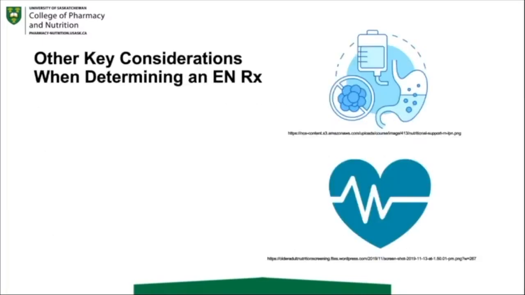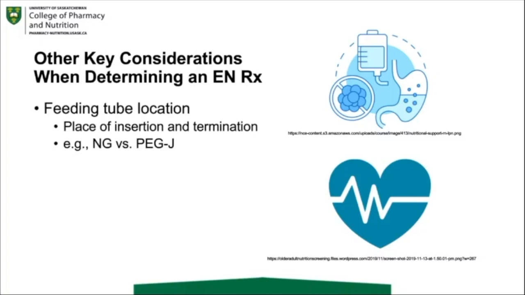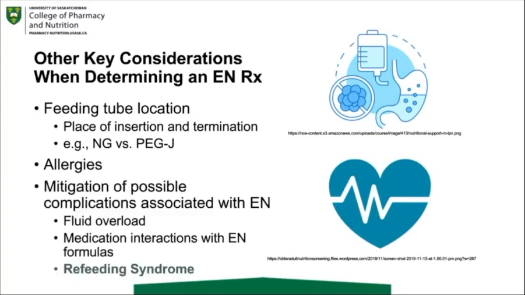There are other important factors we consider when determining the patient's EN prescription, which include the site where the feeding tube has been inserted, for example, through the nose, and whether the feeding tube terminates in the stomach or the proximal small intestine. Other considerations include whether a patient has any food allergies and the mitigation of possible complications associated with EN, which might include fluid overload and refeeding syndrome, which we will review in the next slides.